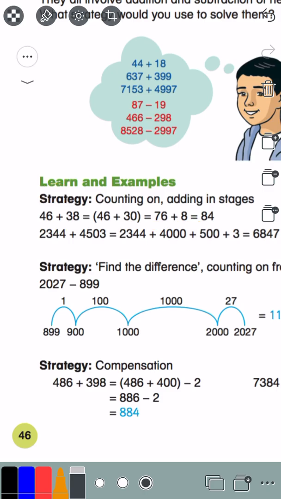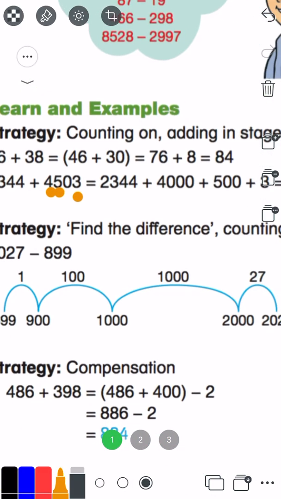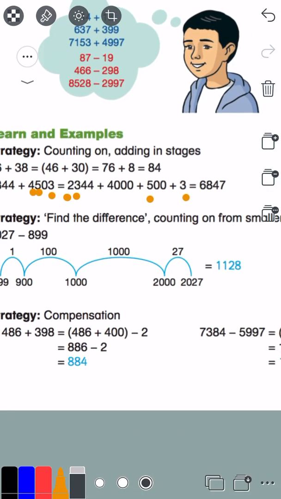Here's another example. 2,344 plus 4,503. We're going to add the thousands first, then the hundreds, then the units. 2,344 plus 4,000 equals 6,344. Plus 500 equals 6,844. Now plus 3 equals 6,847.